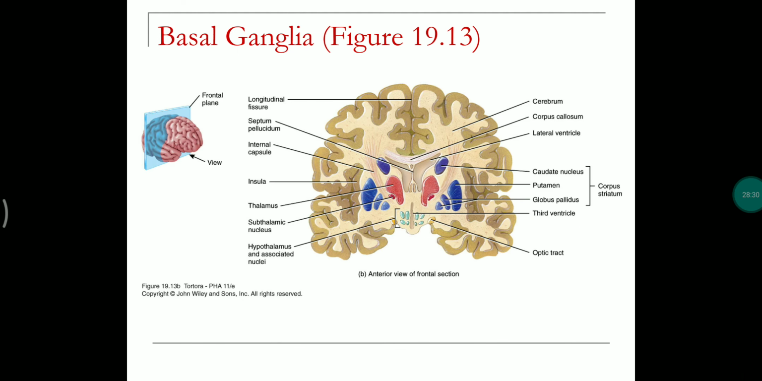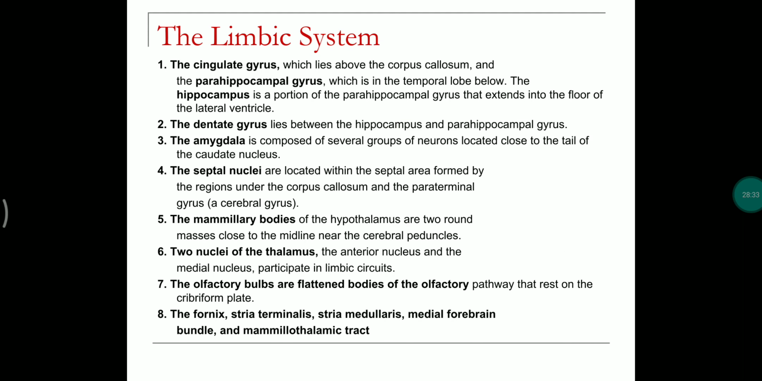So here are the basal ganglia, which are indicated in blue, green, and red colors. The limbic system is present in the deeper regions of the cerebrum, above the corpus callosum. The structures of the limbic system are the cingulate gyrus, parahippocampal gyrus, hippocampus, dentate gyrus, amygdala, septal nuclei, mammillary bodies, two nuclei of the thalamus, olfactory bulbs, etc.